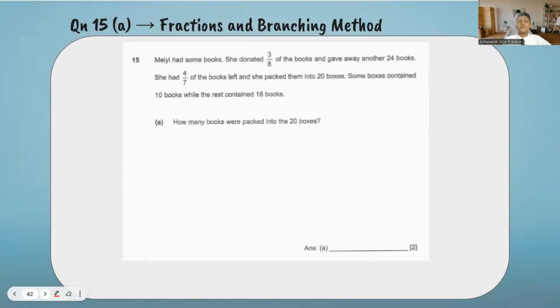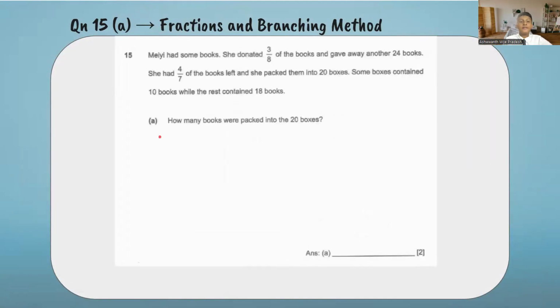So this is question 15a, and this question is testing us on fractions and the branching method, only A. So let's read the question.